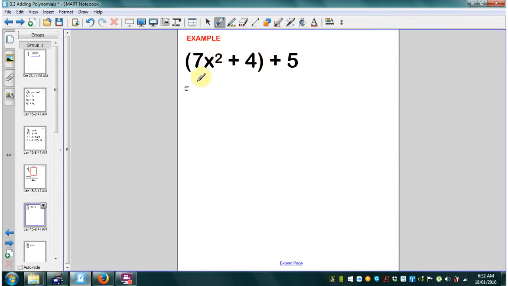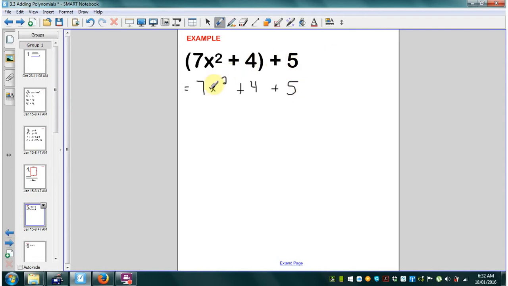To add them, we just drop our brackets first. So 7x squared plus 4. We're going to drop the brackets. Good. And then we carry down our plus, and then we carry down our 5.